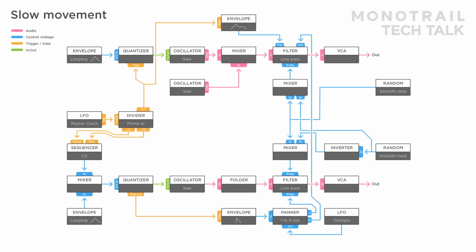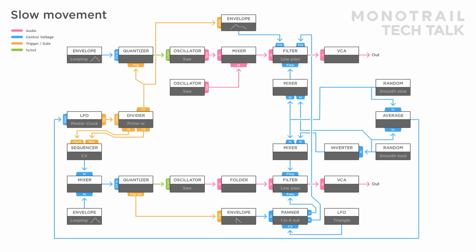To create a little more tension in the whole setup, an average output of both random signals is used to modulate the master clock speed just a little bit. Because an average signal is used, the clock speed is related to the presence of the voices, tying the behavior of the entire patch together in a nice way.